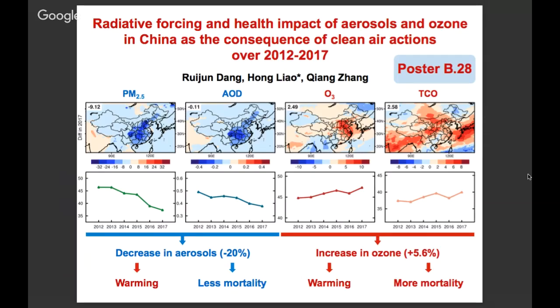Hi, I'm Regine Dang from the Institute of Atmospheric Physics. As we know, the PM2.5 concentrations in China have decreased dramatically in recent years, while those of ozone have increased. So in this study, we look into the related radiative forcing and health impact of aerosols and ozone during the emission control period 2012 to 17 based on the GEOS-Chem simulation. So if you're interested in our estimates, welcome to my poster B28. Thank you.